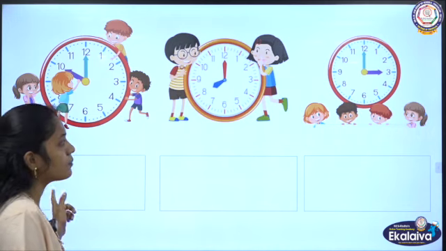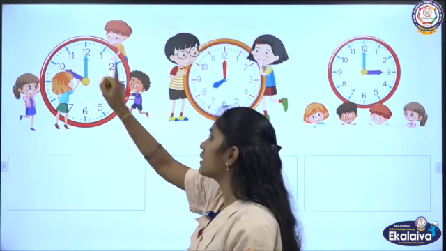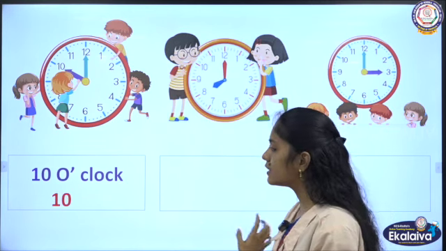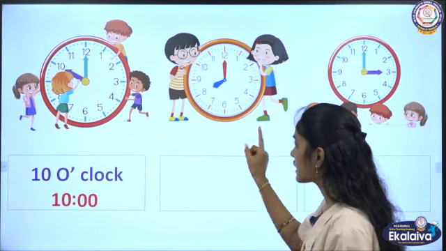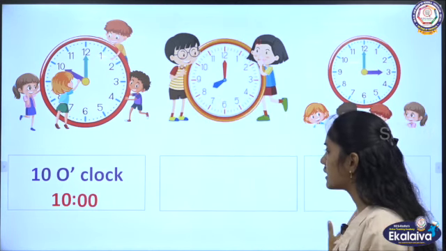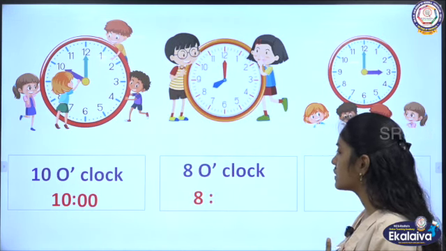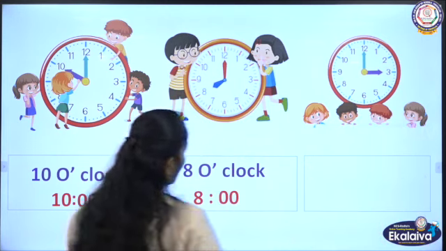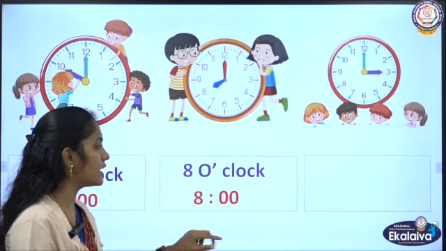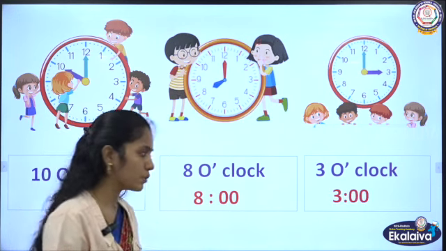Now we will read time in these 3 clocks. In the first clock, the hour hand is at 10, the minute hand is at 12. We say it as 10 o'clock, we write it as 10:00. In the second clock, the hour hand is at 8. The minute hand is at 12. We say it as 8 o'clock. We write it as 8:00. In the third clock, the hour hand is at 3. The minute hand is at 12. We say it as 3 o'clock. We write it as 3:00.